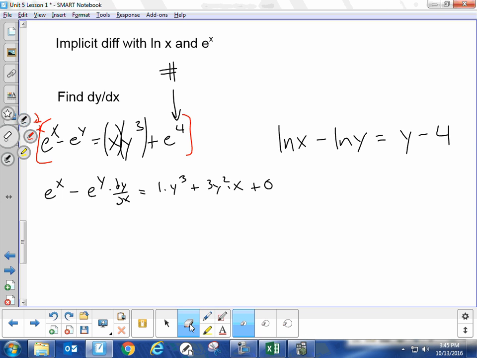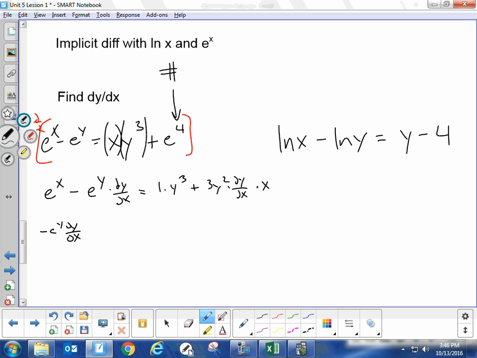I messed up. Should be dy dx here. Times x. Move all your dy dx's onto one side. Move everything else to the other side. Factor out dy dx, divide to solve.